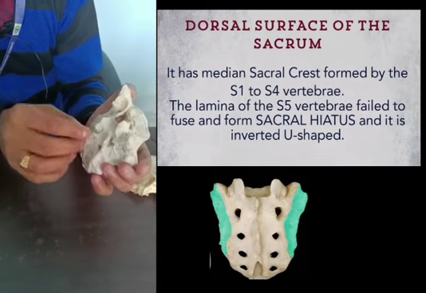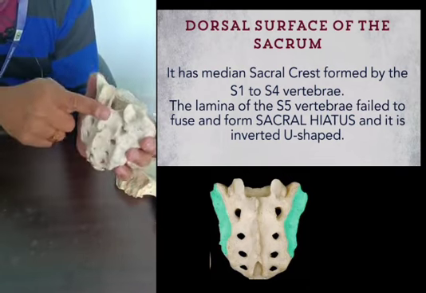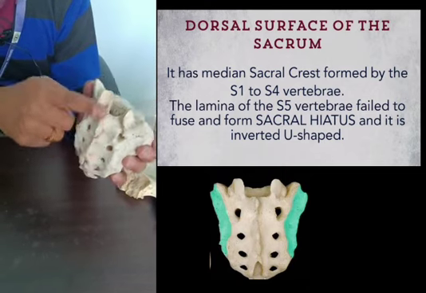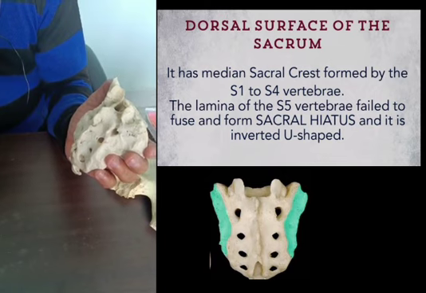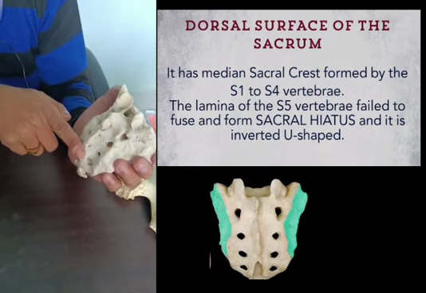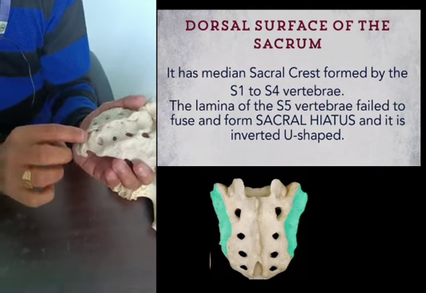On the dorsal surface, one very prominent feature is called the median sacral crest. This is the median sacral crest, formed in the midline by the fusion of the spines of the sacral vertebrae, especially S1 to S4. One more thing on the dorsal surface is the sacral hiatus.